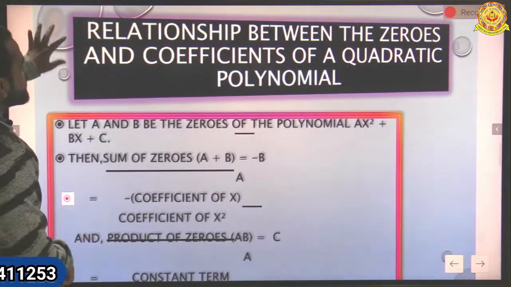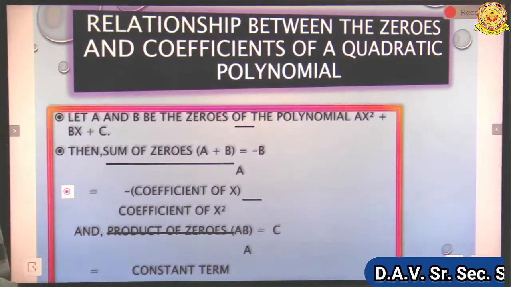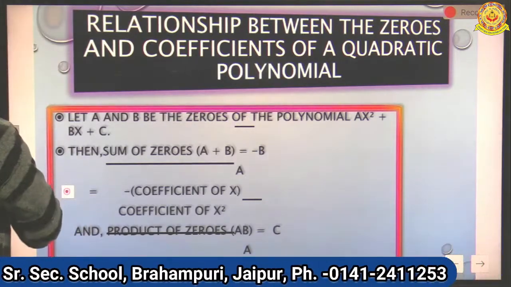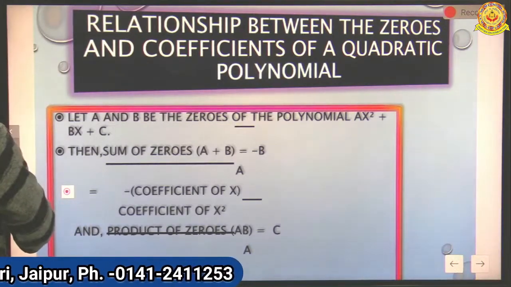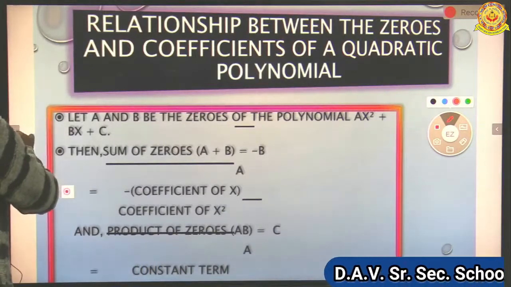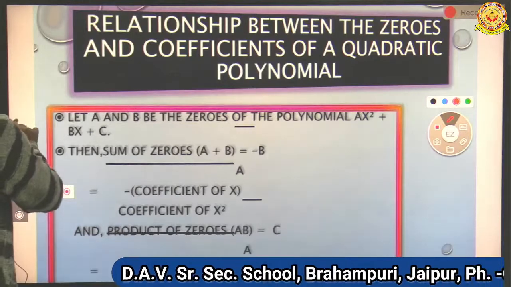Now our next slide is the relationship between the zeros and the coefficients of a quadratic polynomial. Now this is really very important. What is the relationship between the zeros and the coefficients? There is a certain relationship between the zeros and the coefficients which can be given in this form.